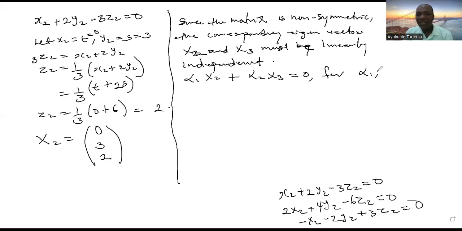This one is linearly independent for alpha 1 equals alpha 2 equals 0. When alpha 1 and alpha 2 are not all equal to 0, we say that this is linearly dependent. But they said here that since the matrix is not symmetric, the corresponding eigenvectors to the repeated roots, that is x2 and x3, must be linearly independent. That is alpha 1 x2 plus alpha 2 x3 equals 0, where alpha 1 and alpha 2 are 0.